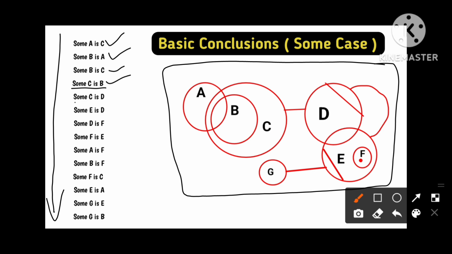Let's see the next conclusion. Some C is D. Does some part of C share with D? Here it clearly says that no part of C is shared with D. So this conclusion will be false. Next one, some part of E is sharing with D. Does some part of E share with D? Here I see some part of E is sharing with D. It is visible in our statement Venn diagram, so this conclusion is true.